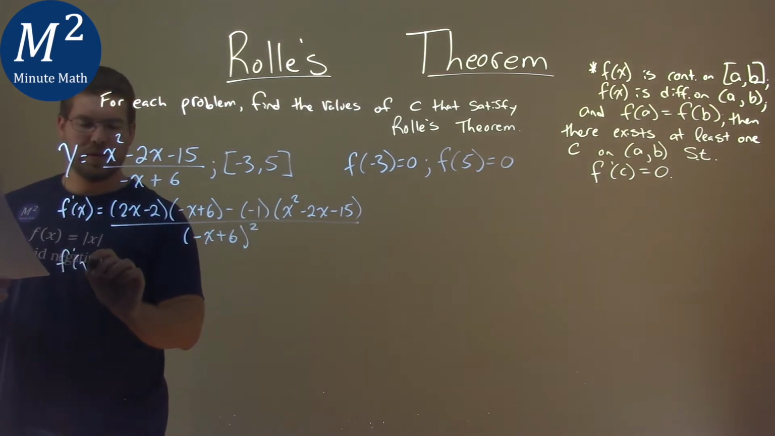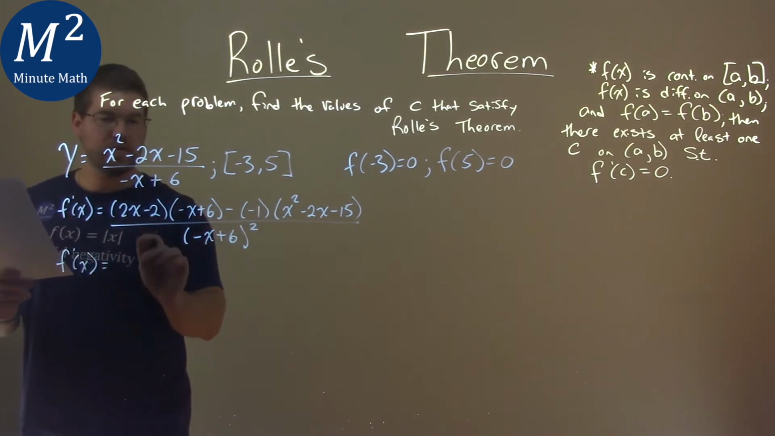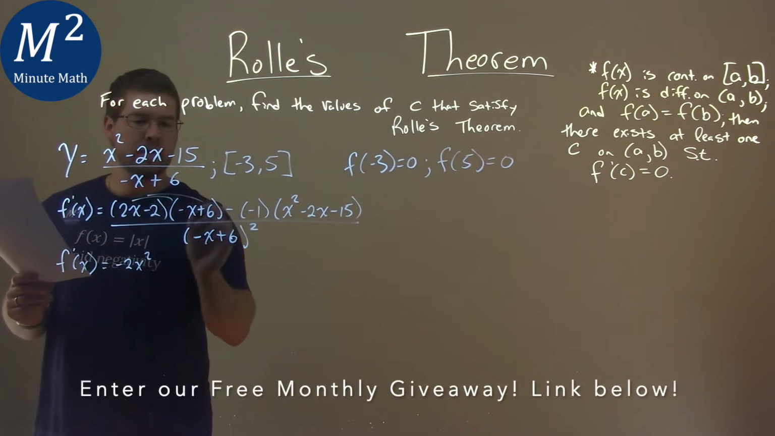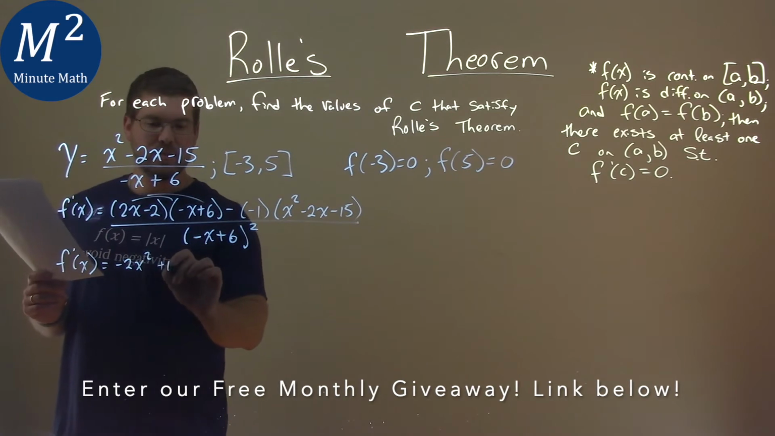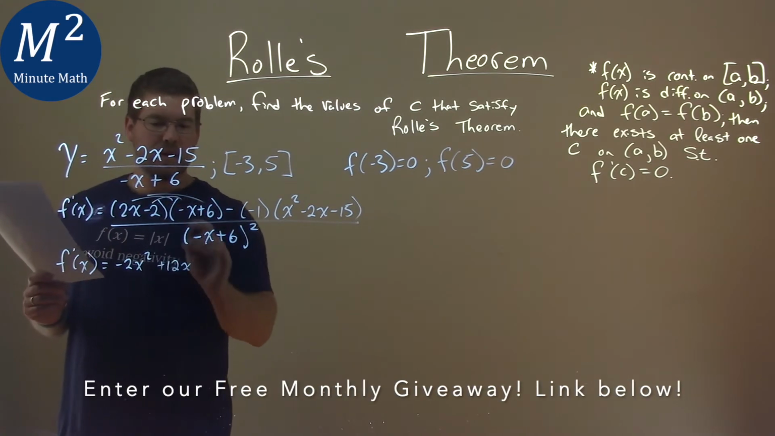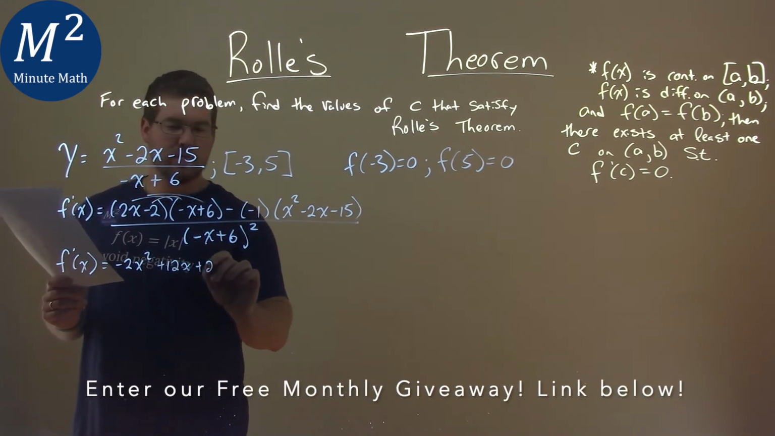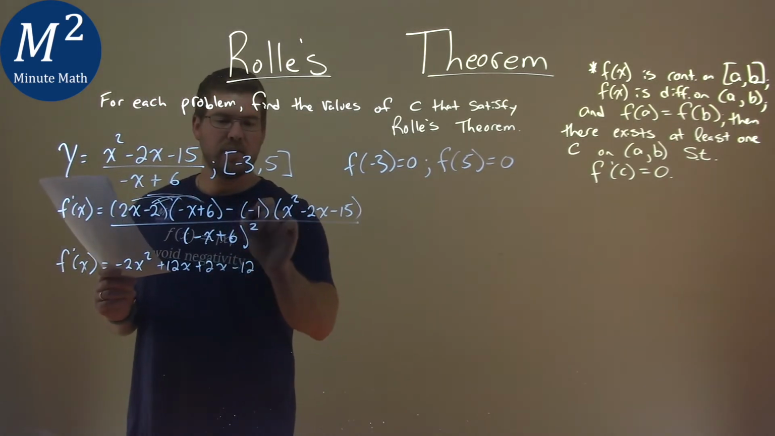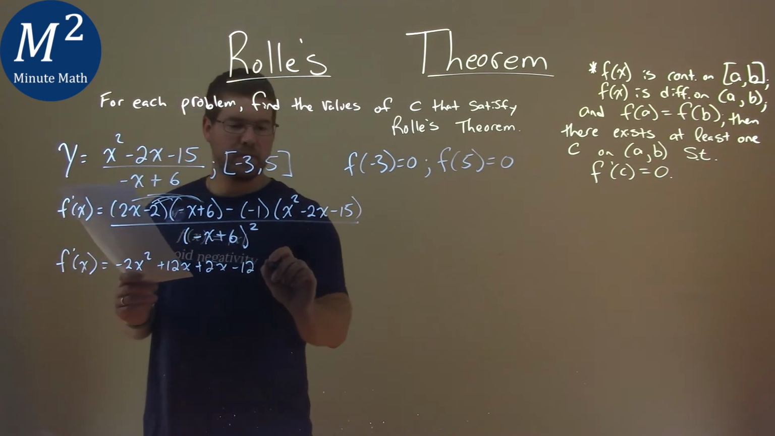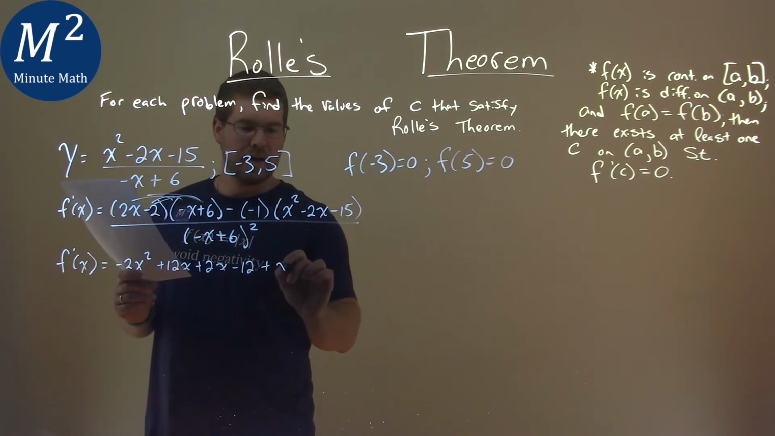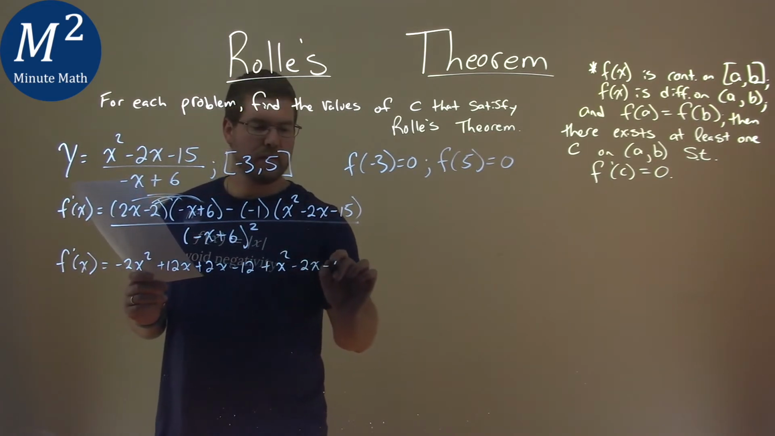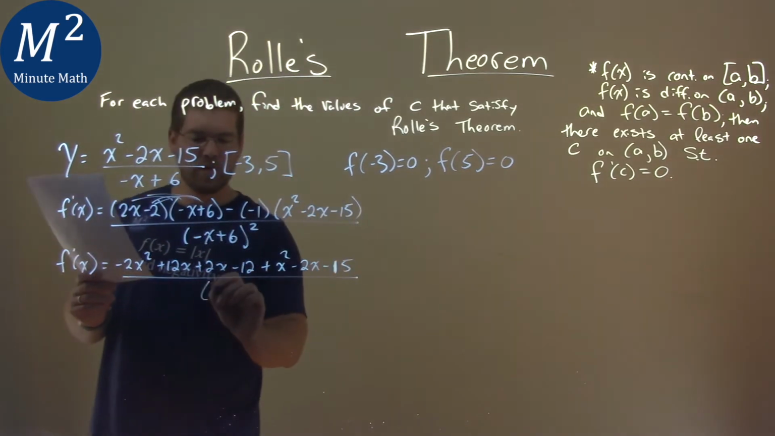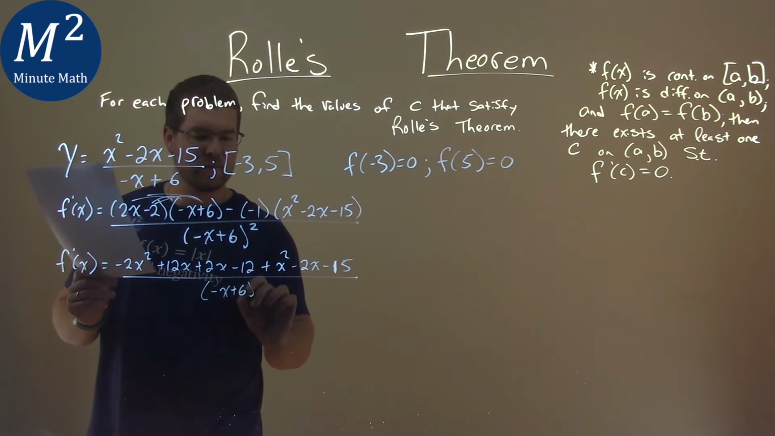We're going to be multiplying things out here. Multiply these together. 2x times negative x is a negative 2x squared. 2x times 6 is a 12x. Negative 2 times x is a positive 2x. And negative 2 times 6 is a negative 12. These negatives cancel to be a positive, and so we just have a plus x squared minus 2x minus 15. All of that is good over the good old negative x plus 6 squared.